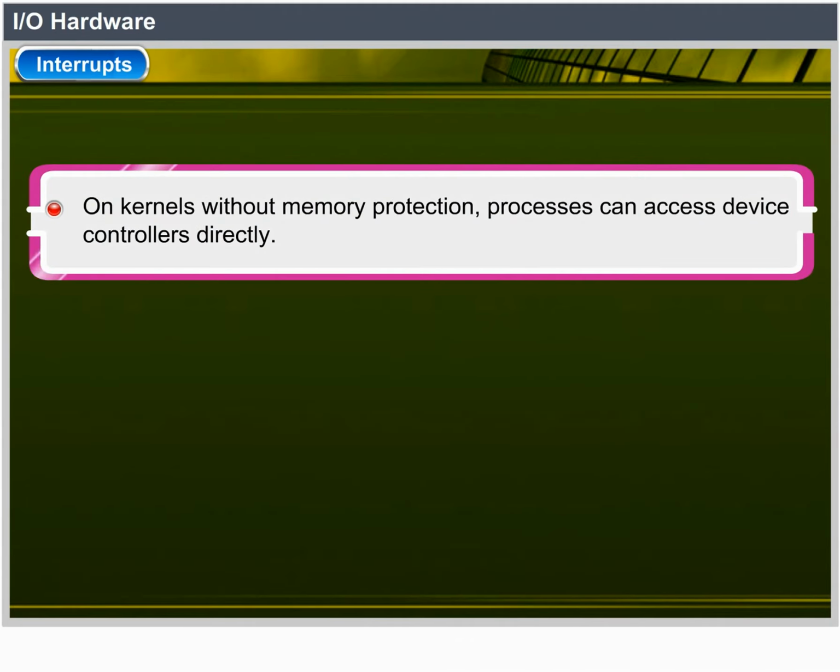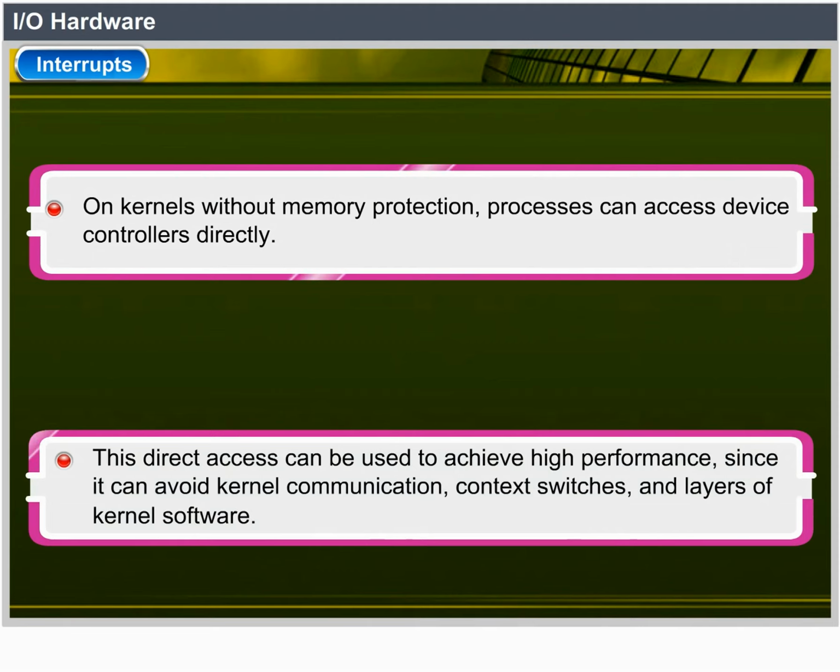This direct access can be used to achieve high performance since it can avoid kernel communication, context switches, and layers of kernel software. Unfortunately, it interferes with system security and stability. The trend in general-purpose operating systems is to protect memory and devices so that the system can try to guard against erroneous or malicious applications.